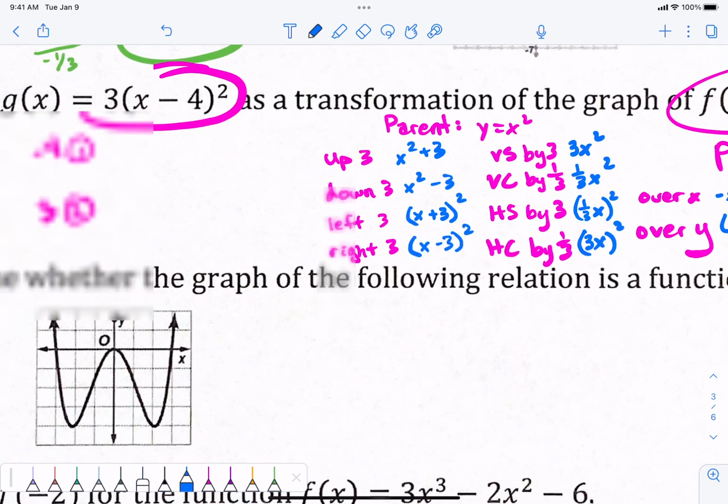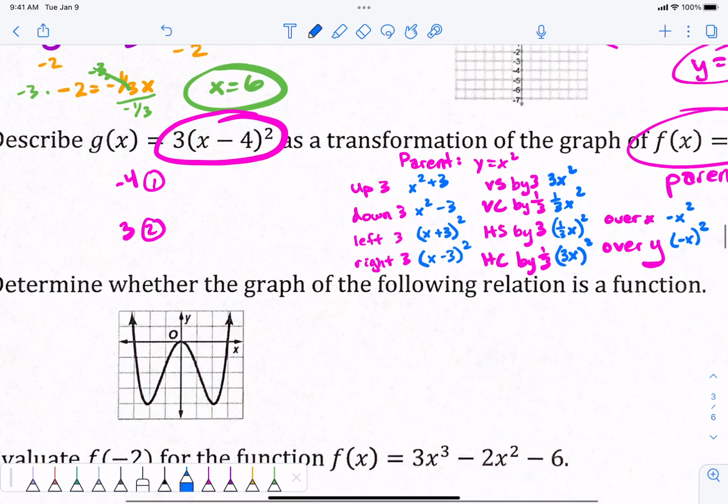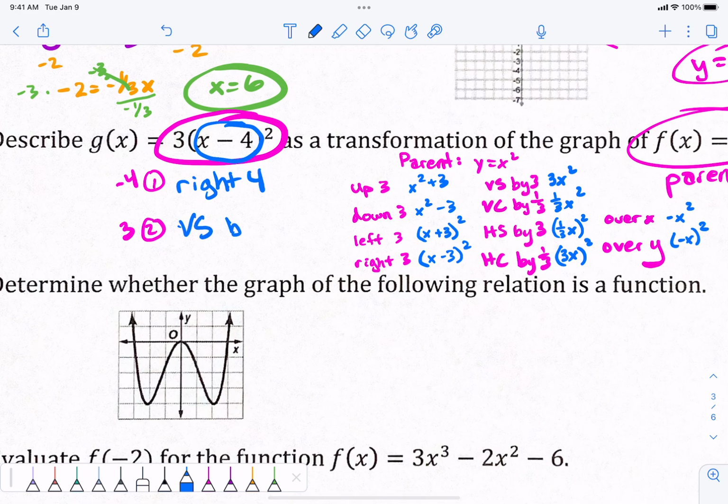So if those are the rules, and I'm doing x minus 4 like that, how does that move? To the right 4. And what does the 3 do? Vertical stretch by 3. There we go. Okay, good?